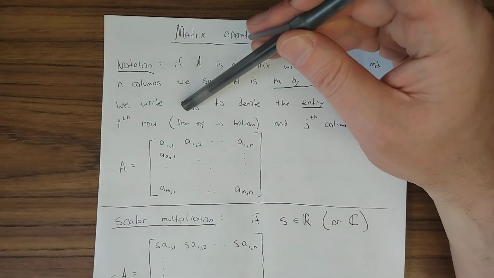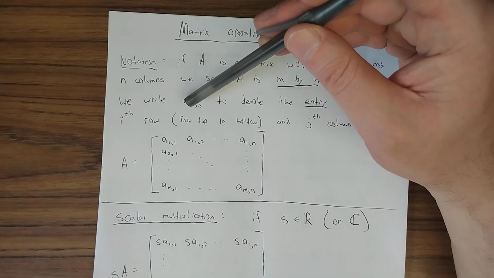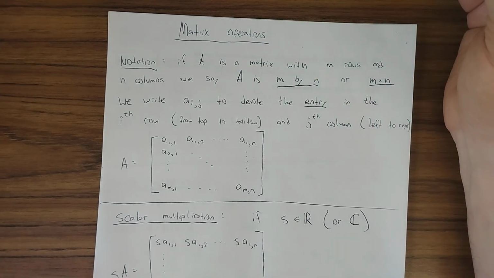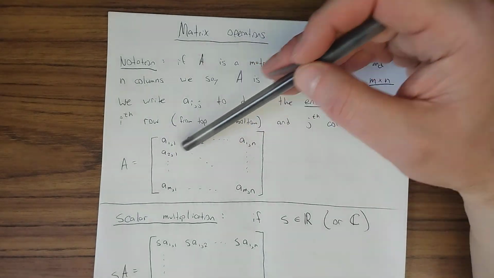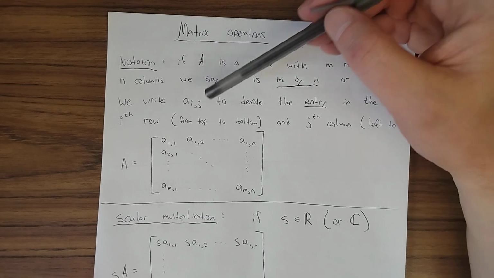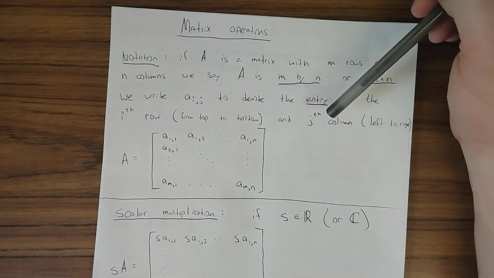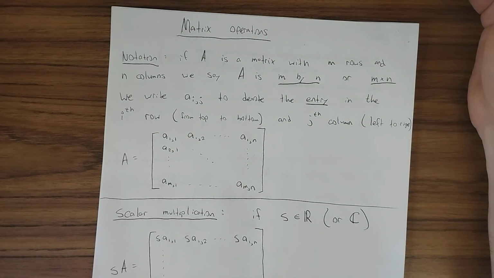We write A sub ij. There's two subscripts. The first subscript tells you what row it is, and we count from top to bottom. So the top is the first row and so on. And the second subscript tells you which column it is, and we go from left to right.